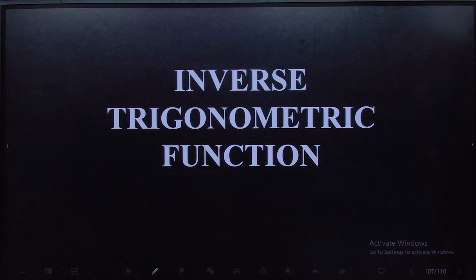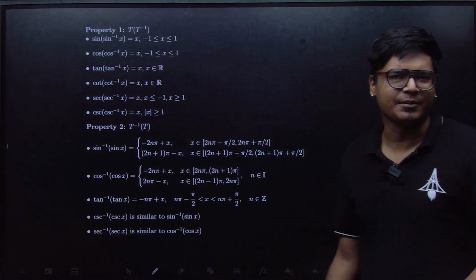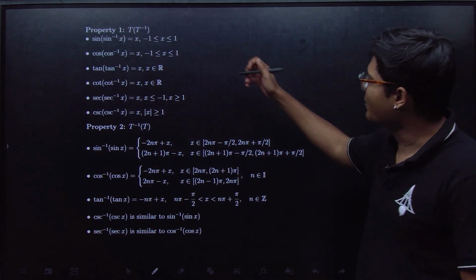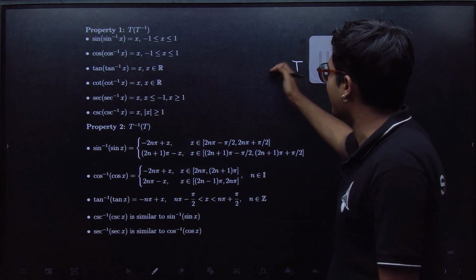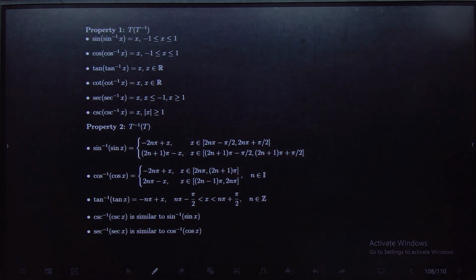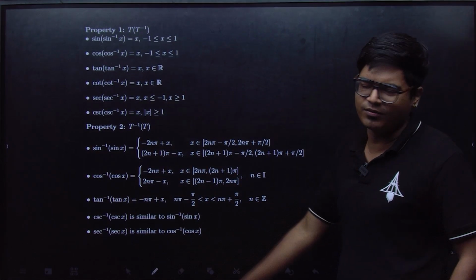Okay, so the next chapter is inverse trigonometric functions. All right. So for inverse trigonometric functions, let's just look at the properties. Okay, it's a chapter where you just have to memorize the formulas. So the first property is when you have a trigonometric function and you're composing it with its own inverse, right? Then what happens? So if you look at sine of sine inverse x, you get that it's always going to be x as long as x lies in between minus 1 and 1. Obviously, that's the domain of these functions.